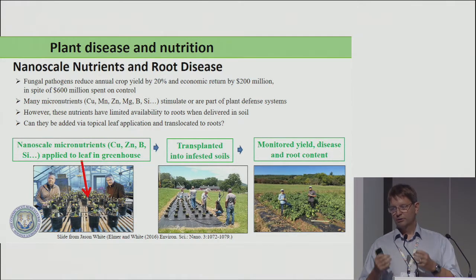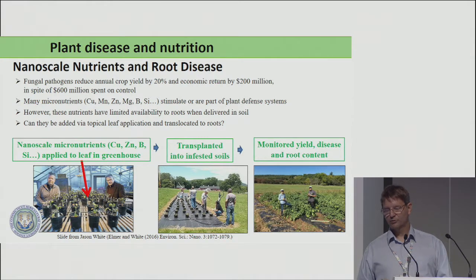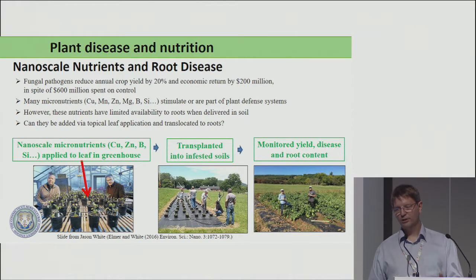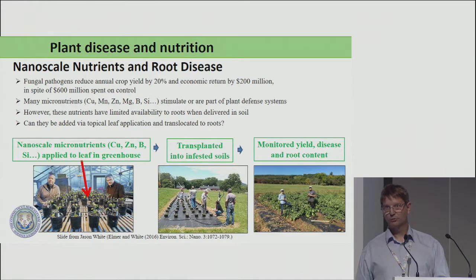Many micronutrients are either stimulating or an intrinsic part of the plant defense system, and these nutrients are very limited in availability once they're in soils and roots struggle to extract them. So delivering more into the soil, you're still fighting an uphill battle. So the question here was, can you add them topically via the leaf and have them translocated to the root and help the plant defend itself in that manner? And this is work from Jason White's lab in Connecticut.